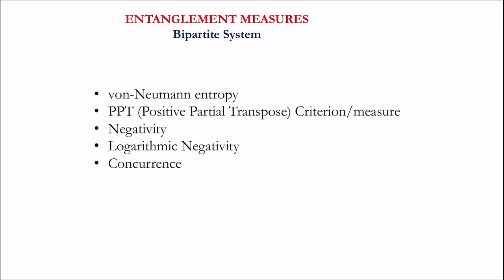Now in this course, in this particular lecture and the next one, we are going to discuss entanglement measures like von Neumann entropy, the positive partial transpose criterion or measure, which is called PPT in short. Then there is another measure called negativity, and a similar one, the so-called logarithmic negativity, concurrence, and so on, which are going to be discussed.